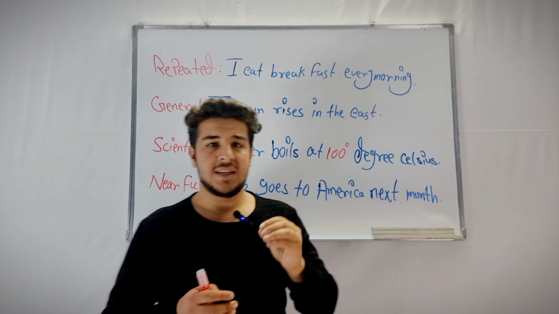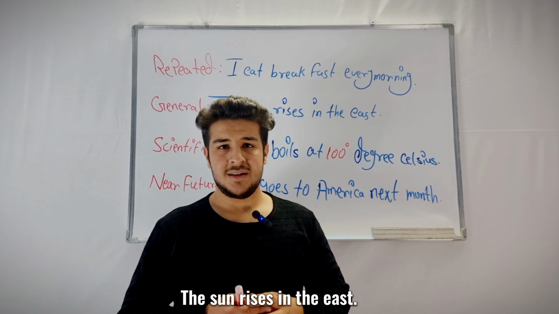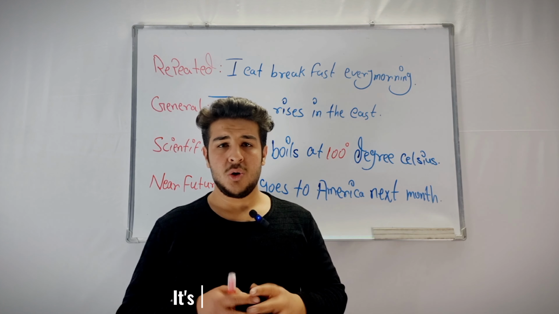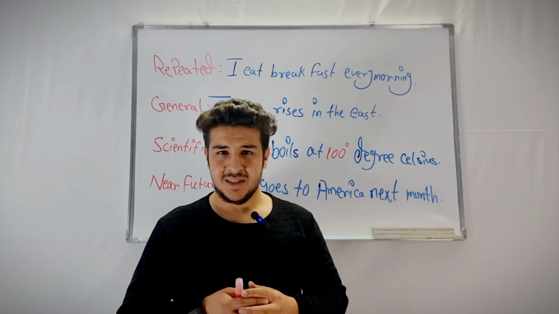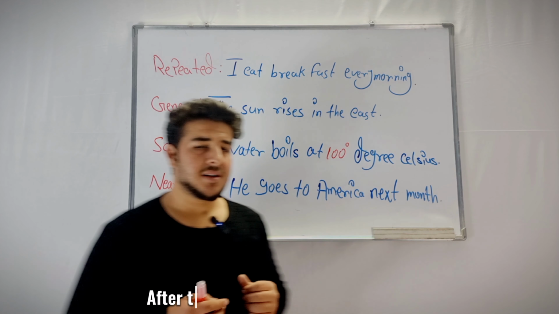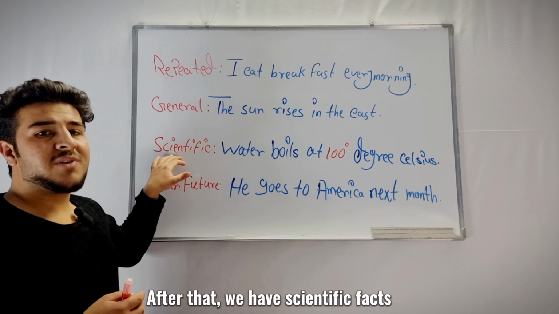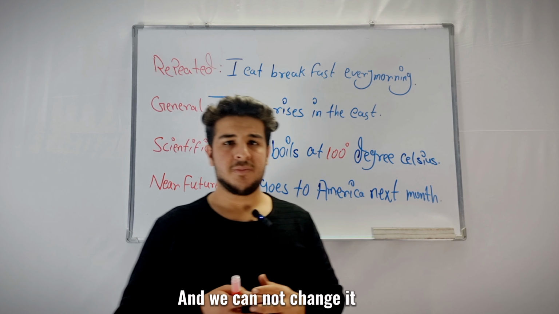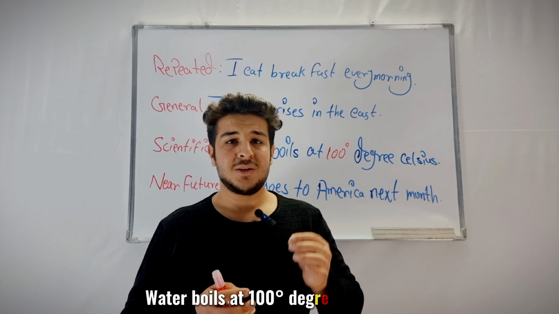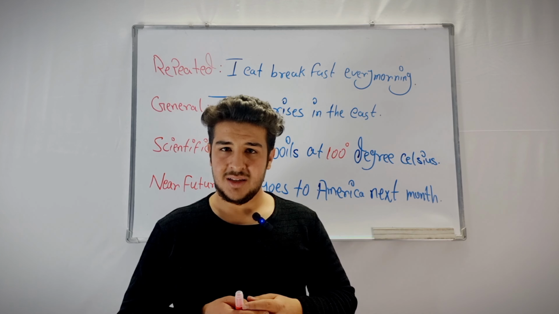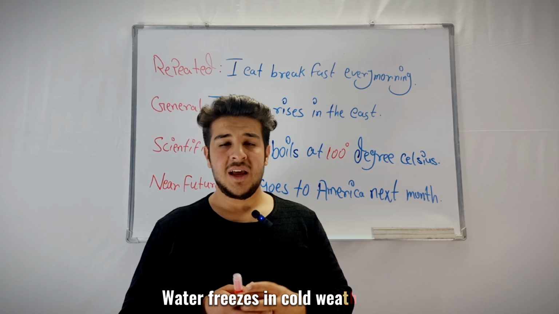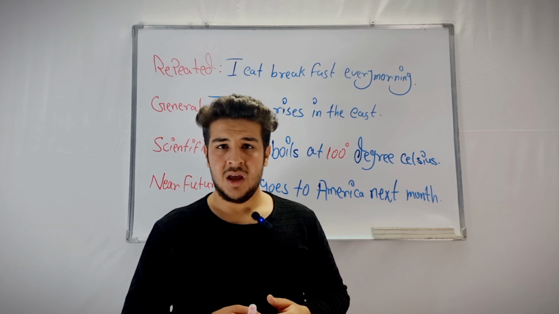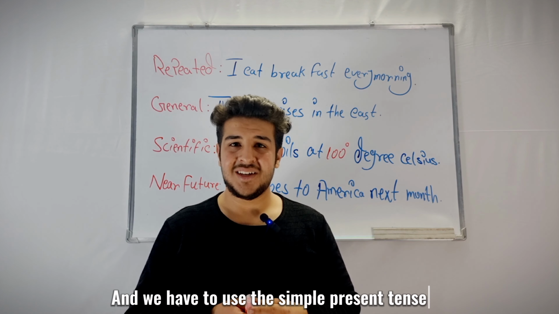Second, general truths means you will face general truths. For example, the sun rises in the east. And we have 2 eyes. It's true. We cannot change it. And after that, we have scientific facts. It means we will face scientific facts and we cannot change them. For example, water boils at 100 degrees Celsius, or water freezes in cold weather. It means we cannot change the situation and we have to use the simple present tense, right, guys?